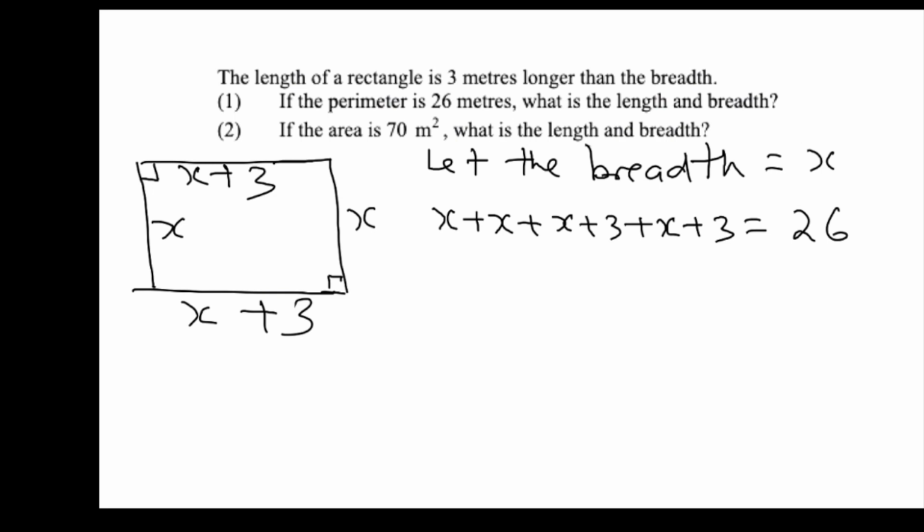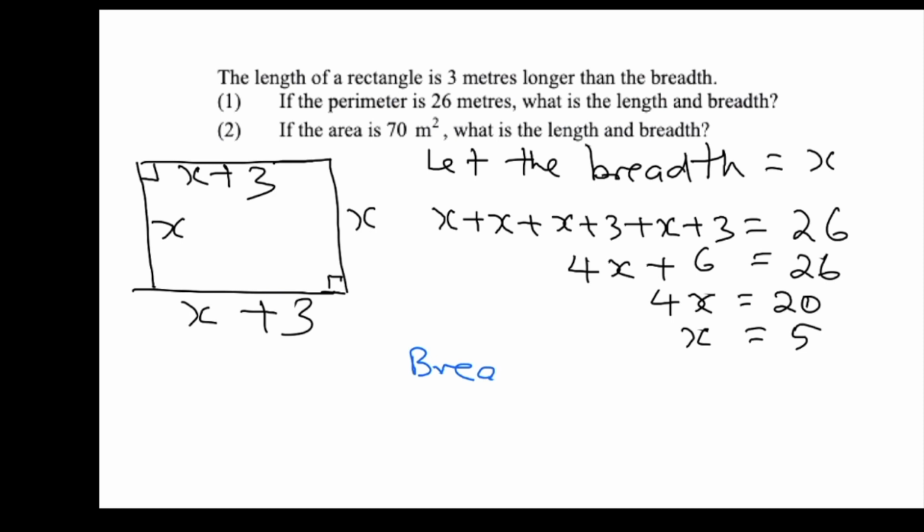So we just need to solve this equation. x plus x plus x plus x will give you 4x. So this is 4x plus 6 on the left-hand side, equal to 26. That gives you 4x is equal to 20 if you move 6 to the other side. And that makes x equal to 5. So we now know that the breadth is equal to 5.